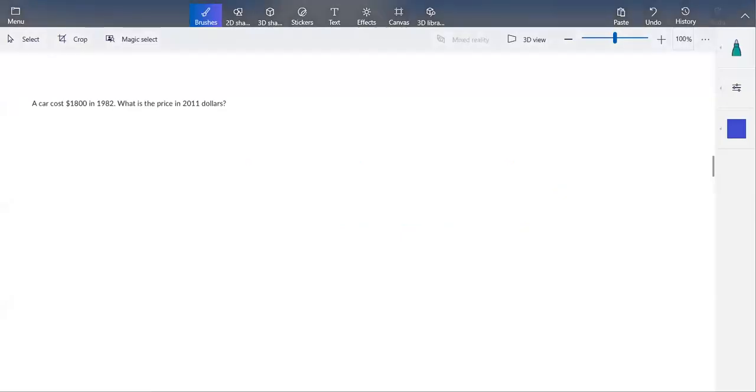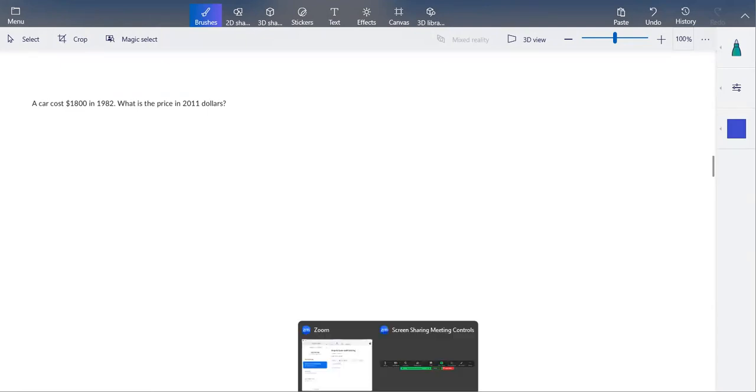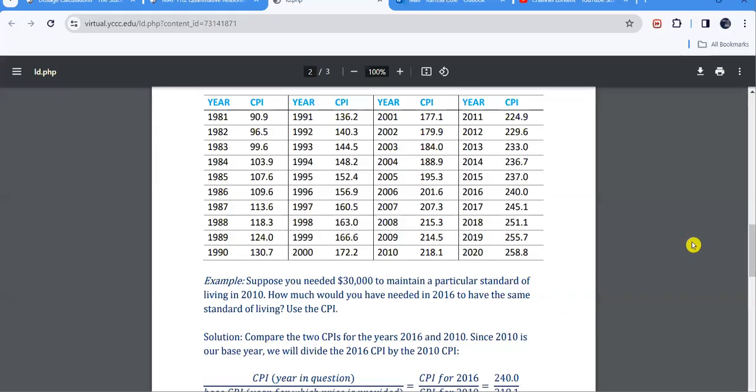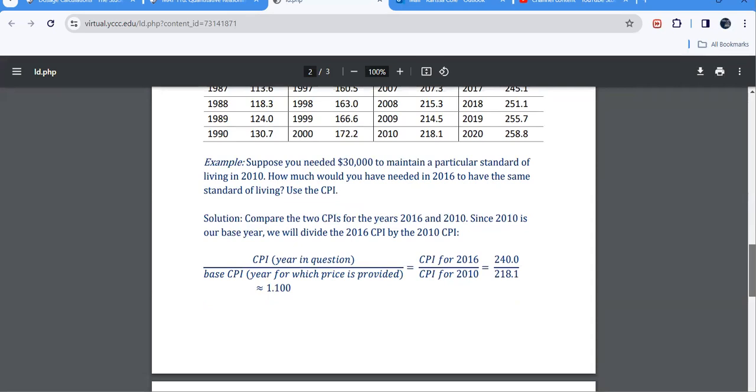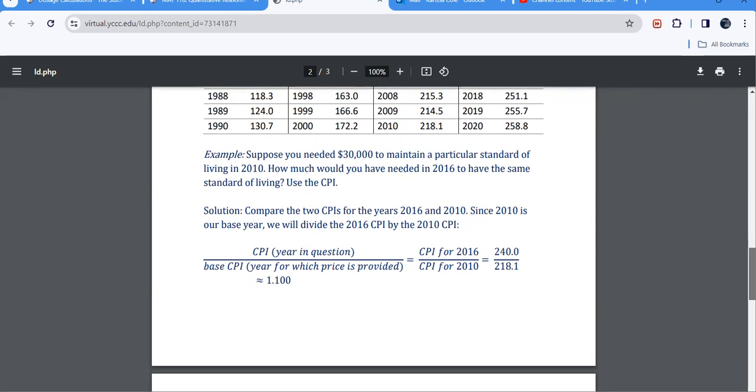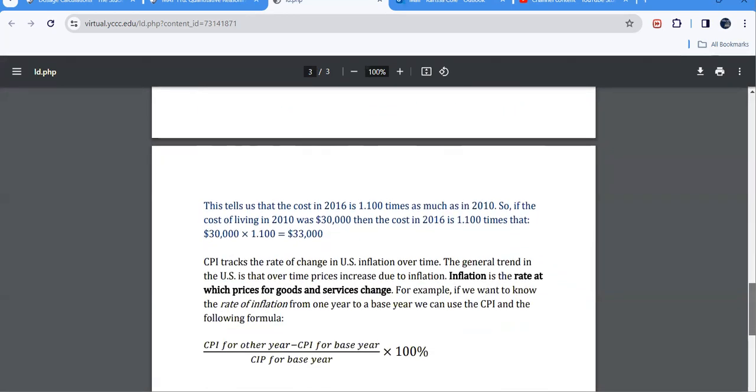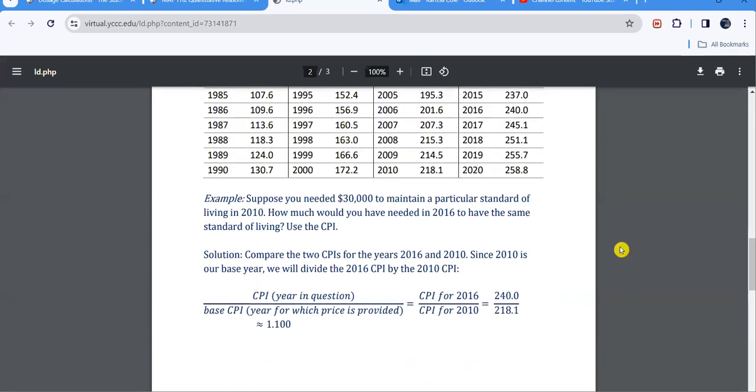So our question is, a car cost $18,000 in 1982. What is the price in 2011 dollars? So let's go ahead and solve this. And I'm actually going to use pretty much a very similar example here. So you'll have not only this video with an example, but in this printout, there's a very similar example that walks you step by step how you would solve it. So that's what we are going to do. Let me get my pen and we will get started.